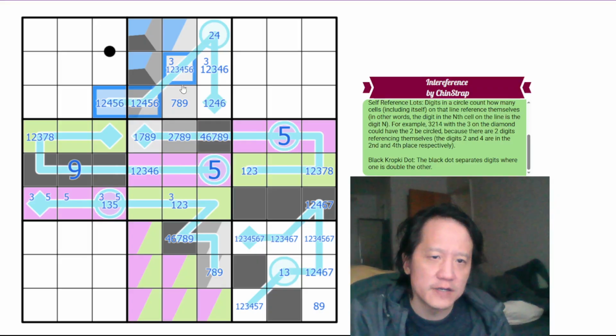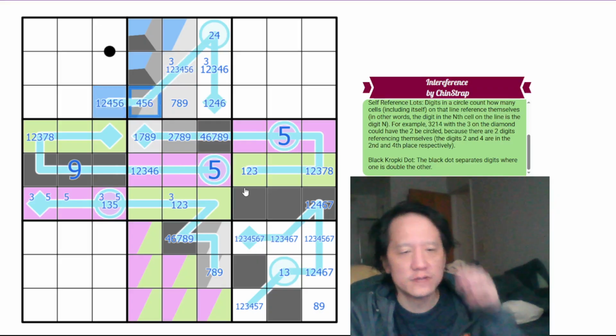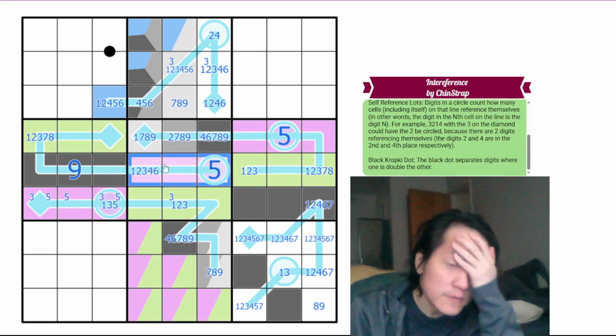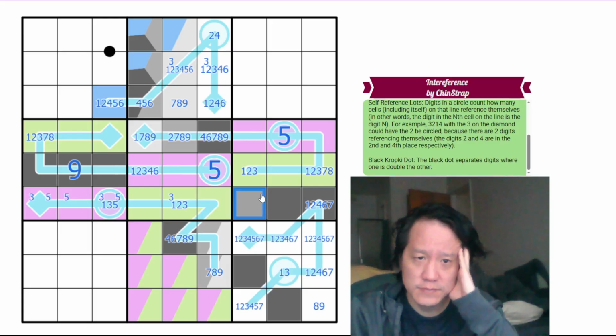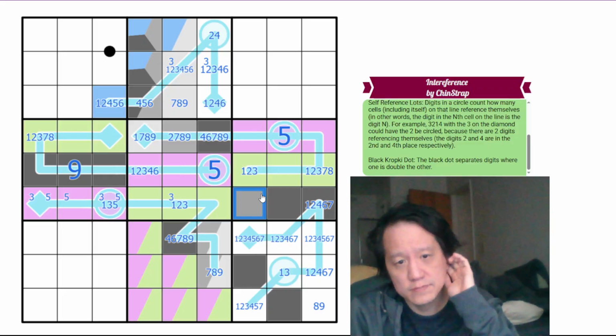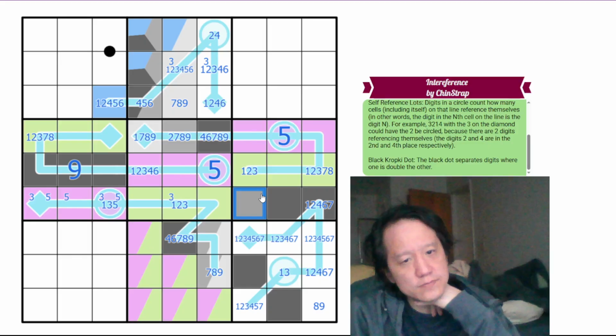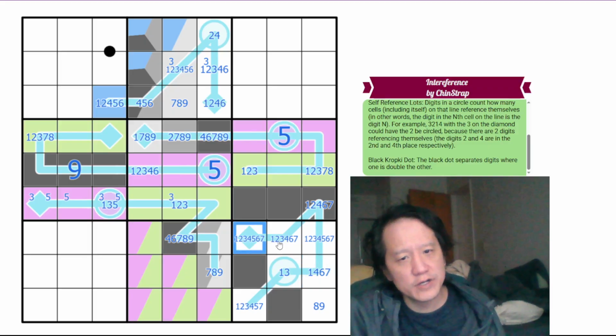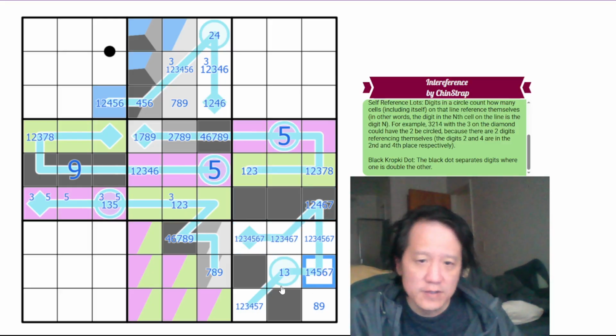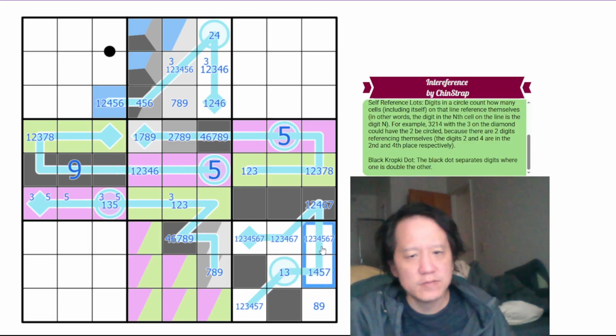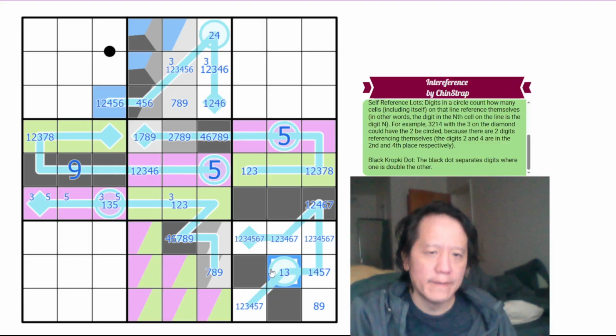Where is the 5 on this line? It's either in 4, 5, or 6. 5 can't be in 2. So 1, no 2, no 3, no 4. It could be in 5. I think that was where I messed up. It's not 1, it's not 2, it's not 3. It's not 6. So there we go. This looks like it's okay.